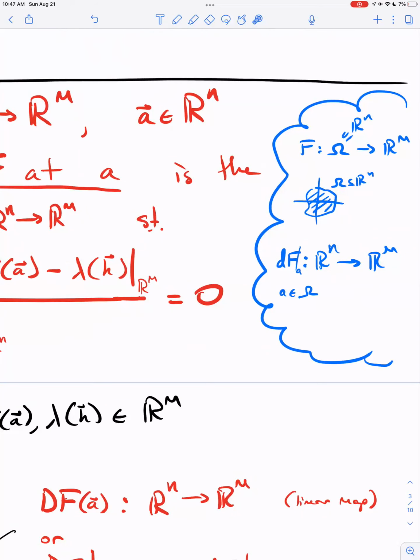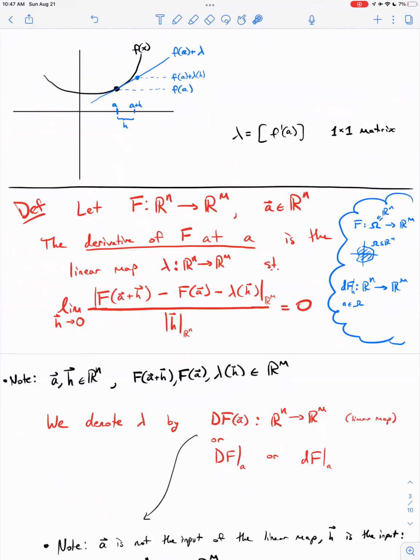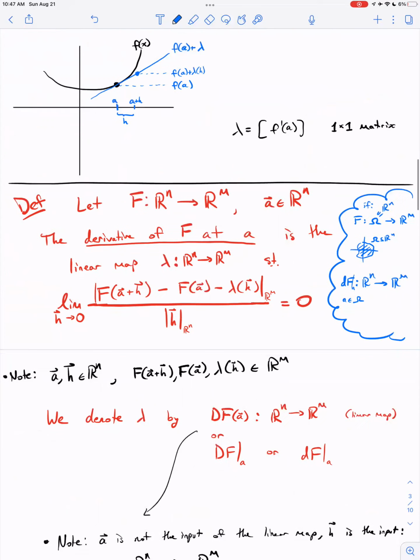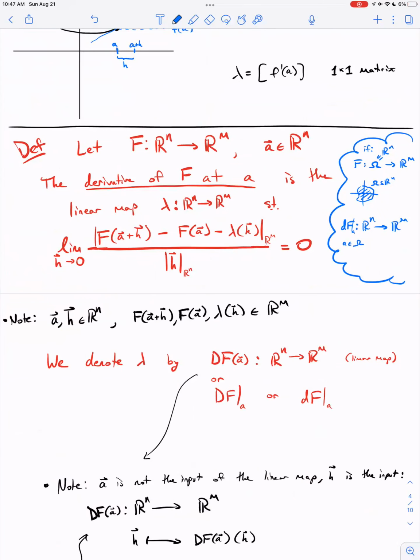Meaning it's not defined on just omega anymore. It's defined on the entire vector space. So this is like a what if situation. If f was defined on some region, you would still have the derivative of f defined on the entire space Rn.